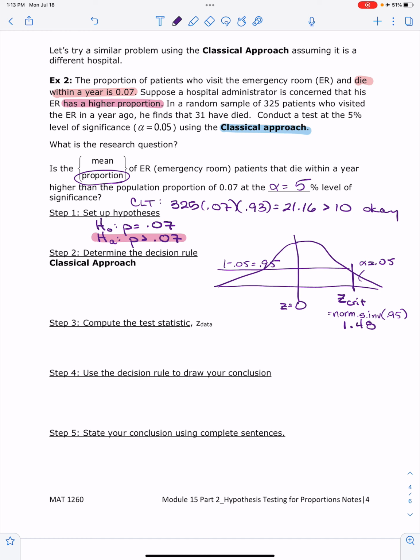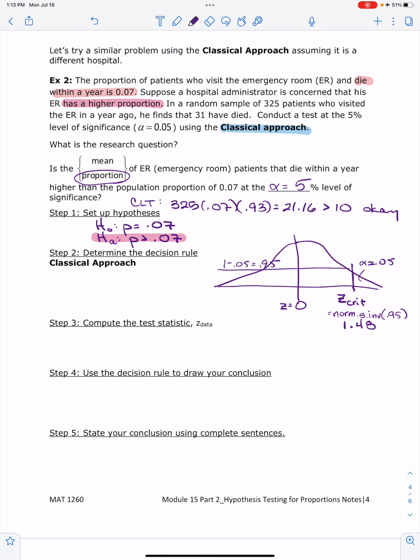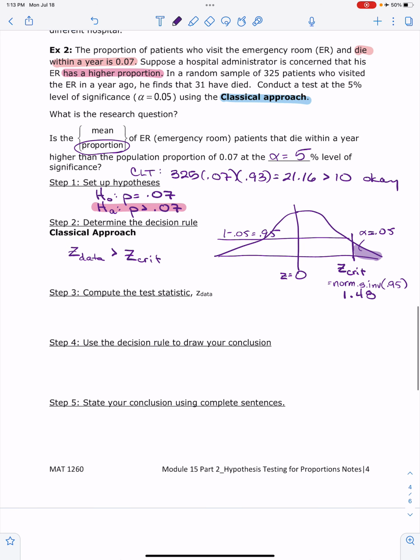So let's think about this for a minute. I'm going to calculate a z-score for my data, which I haven't done yet. If it lives up here, right, then I have a problem. That value is way higher than the rest of the population. So that helps me decide which way I got to go here. If my z data is greater than my z criteria score. So now I need my z data. I need my test statistic.